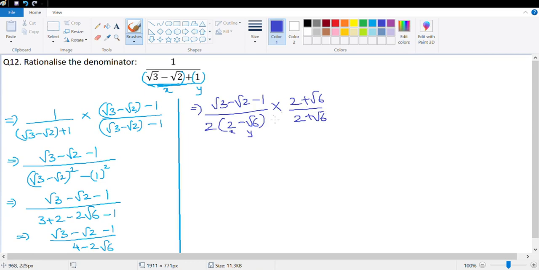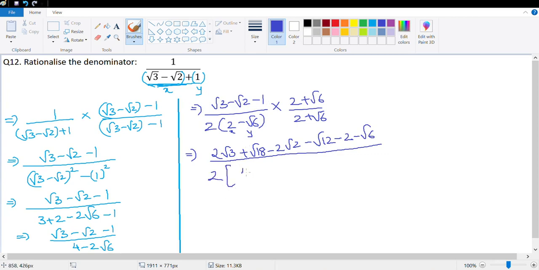plus y. Let's multiply root 3 multiplied with 2, that's 2 root 3. Root 3 multiplied with root 6, that's plus root 18. Next, negative root 2 into 2, that's minus 2 root 2. Negative root 2 into root 6, that's negative root 12. Minus 1 into 2, that's negative 2. Minus 1 into root 6, that's negative root 6. Let me confirm. 2 root 3, root 18, negative 2 root 2, negative root 12, negative 2, negative root 6. And in the denominator, I have 2 times x square, which is 4, minus y square, which is 6.